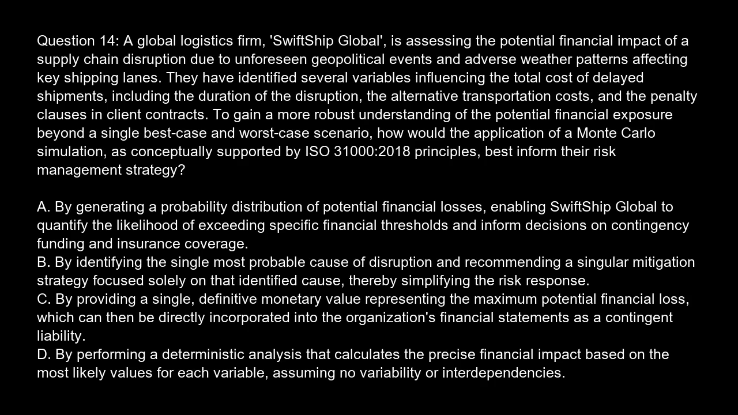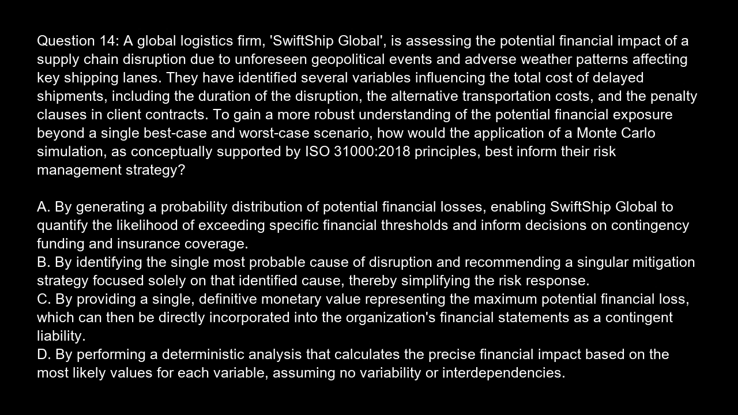Question 14. A global logistics firm, Swift Ship Global, is assessing the potential financial impact of a supply chain disruption due to unforeseen geopolitical events and adverse weather patterns affecting key shipping lanes. They have identified several variables influencing the total cost of delayed shipments, including the duration of the disruption, the alternative transportation costs, and the penalty clauses in client contracts. To gain a more robust understanding of the potential financial exposure beyond a single best-case and worst-case scenario, how would the application of a Monte Carlo simulation, as conceptually supported by ISO 31000, 2018 principles, best inform their risk management strategy?